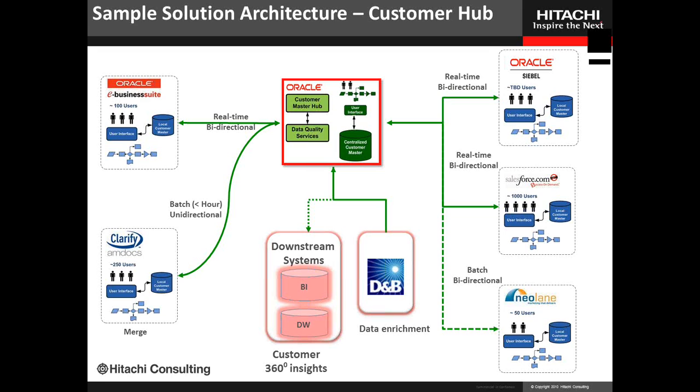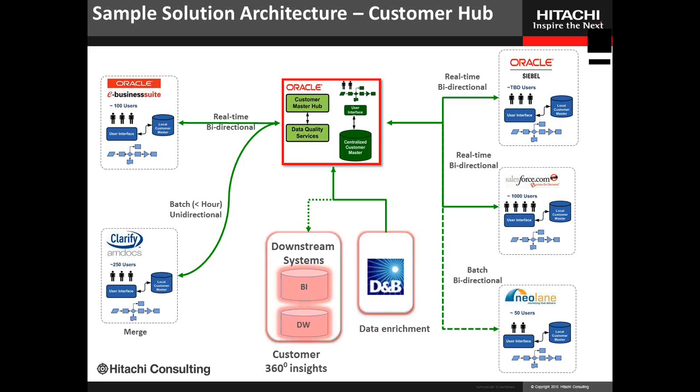Here you see a sample solution architecture of a customer hub. So it is not very specific to any customer. It is just a sample, right? So don't give too much importance to the application names that were given there. Okay. So what you see, customer hub, and it's been integrated to the multiple applications. So you have Oracle ERP, Clarify, Oracle Siebel, Salesforce, Neolane. So all these source applications, they are the source of the customer data, right?